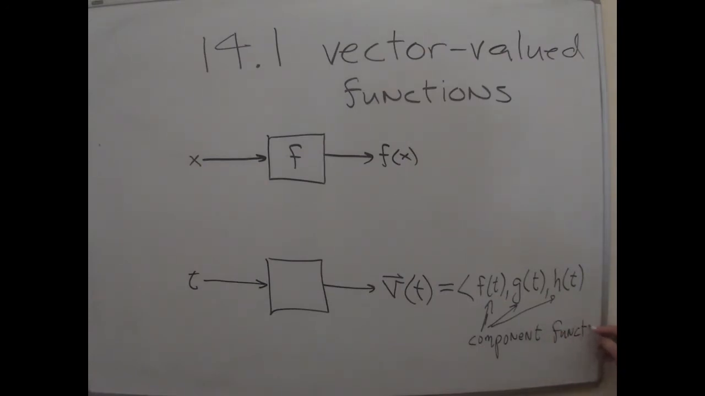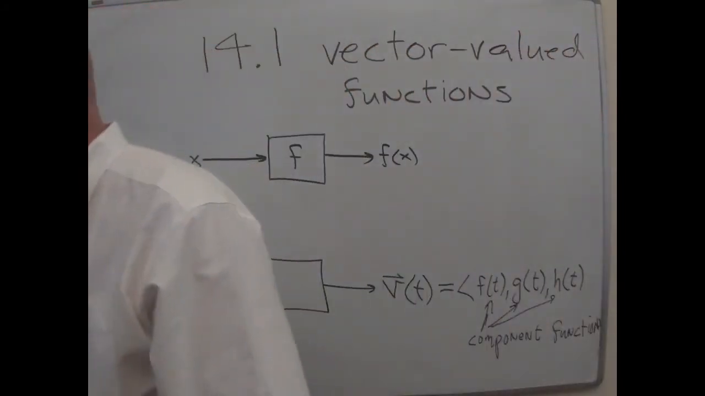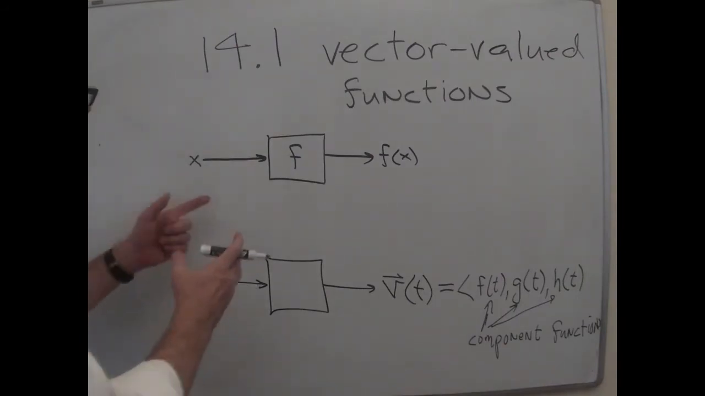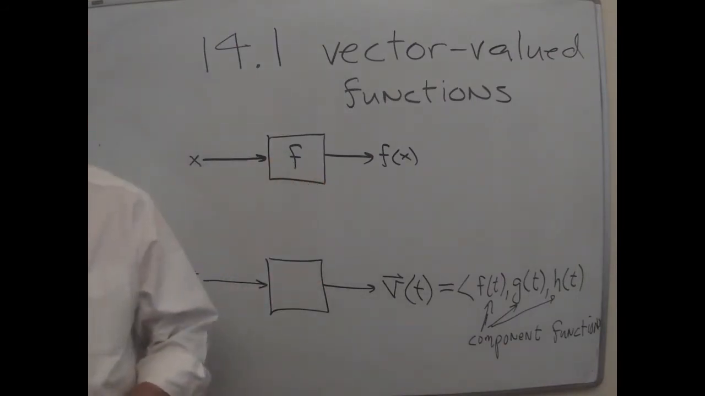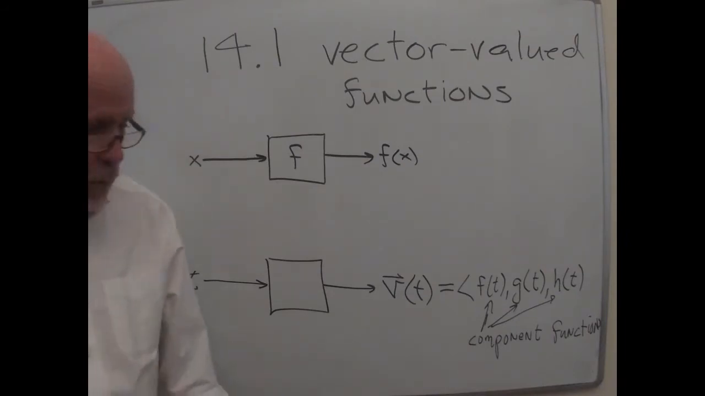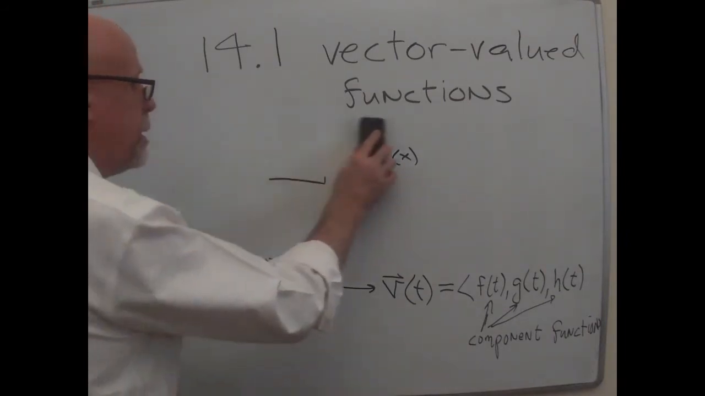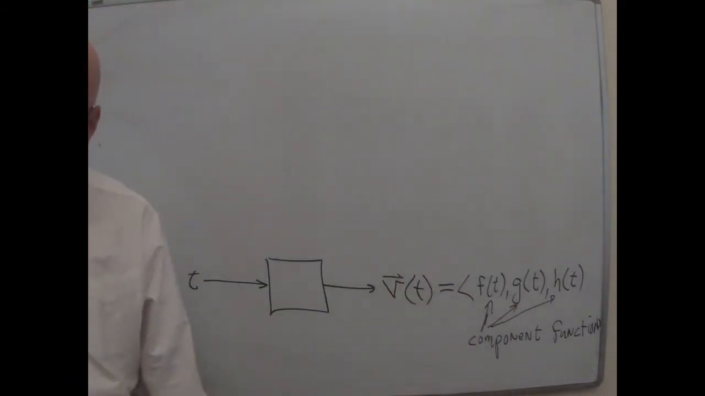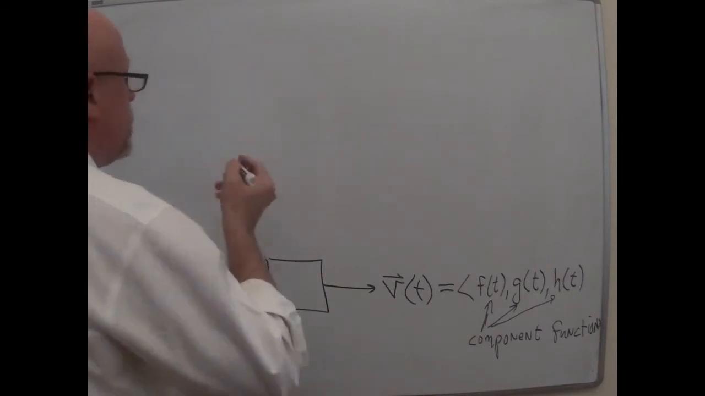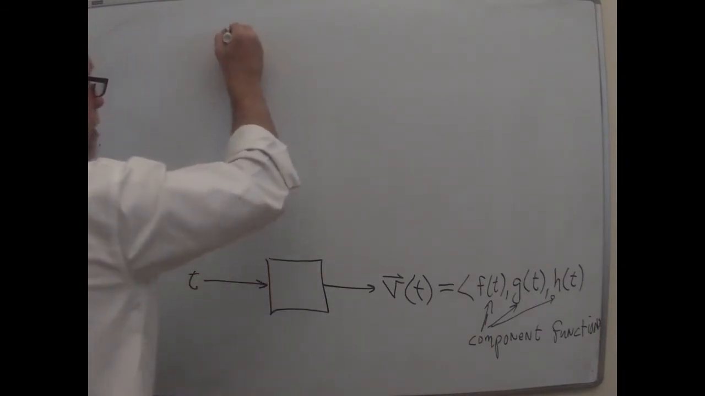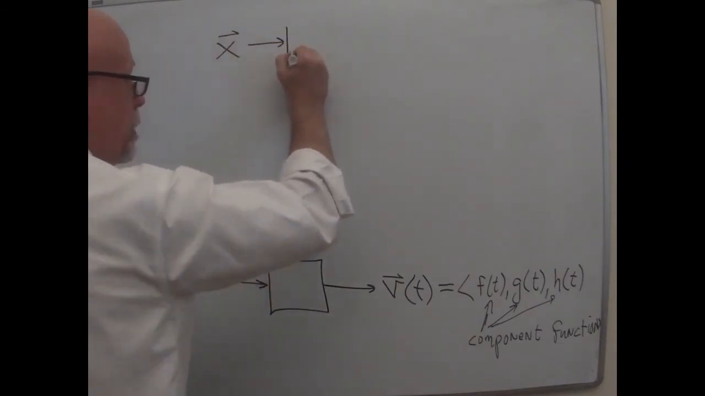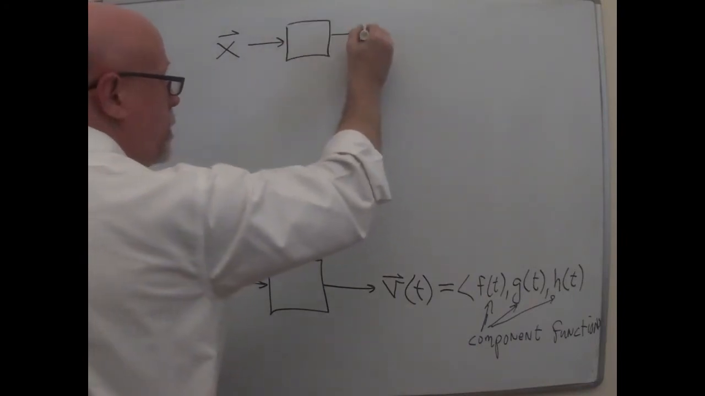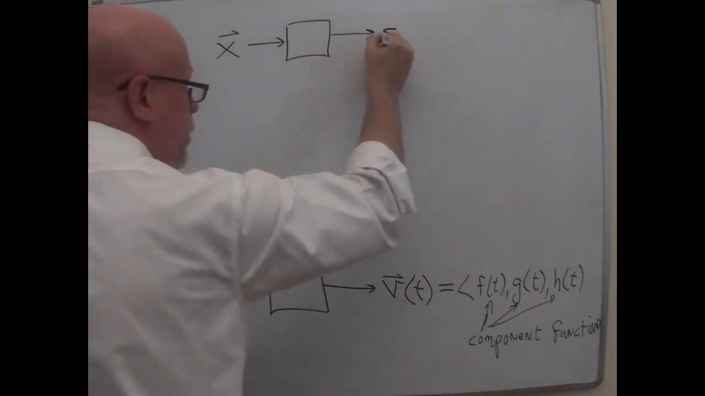So that's the idea with vector valued functions, but I want to point out that you can think about lots of other possible options for black box diagrams, input-output pictures for a function. What if, for instance, we had a vector going in and a scalar coming out? Suppose it had some vector x as the input going into some function, and the output is a scalar, or call it s for scalar.